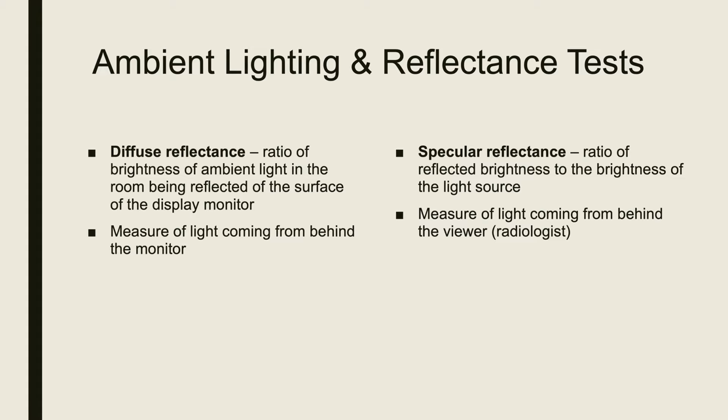Ambient lighting and reflectance tests are measures of the light that's happening in the room. So you have two different types. There's diffuse reflectance, which is the ratio of brightness of the ambient light in the room being reflected off the surface of the display monitor. So this is measuring the light coming from behind the monitor. Specular reflectance is a ratio of reflected brightness to the brightness of the light source. So this is going to be measuring the light coming from behind the viewer, or behind the radiologist. So it's basically measuring the light that's in the room.